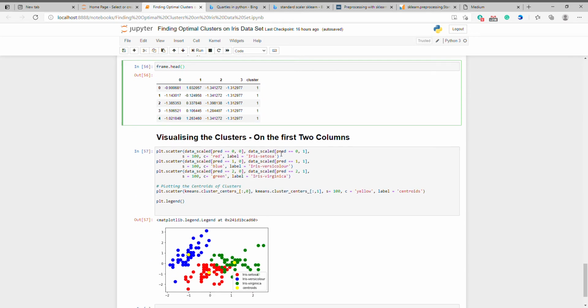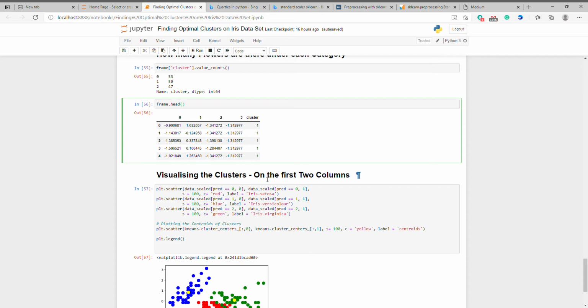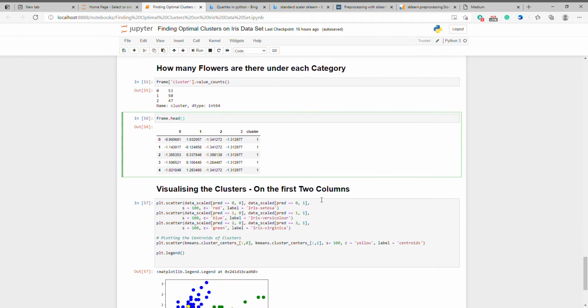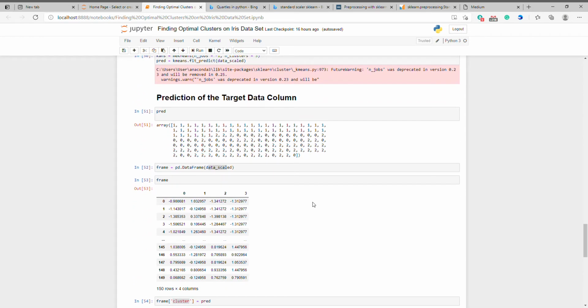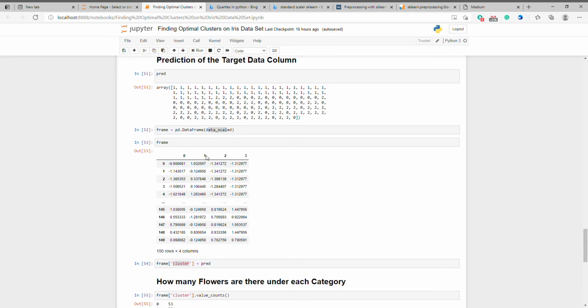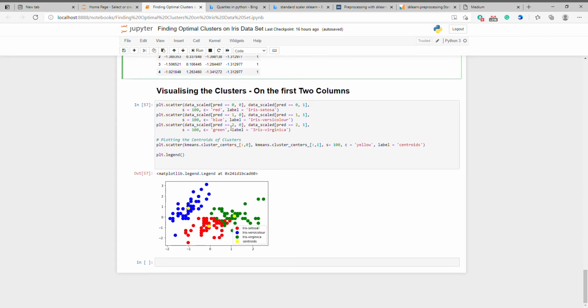Now I am visualizing the clusters with the help of the first 2 columns. So here, first 2 columns means I am using the 0th column and the 1st column. With the help of only these 2 columns, I am visualizing the clusters. So here I am using the scatter plot. The scatter plot will give us the best view of the clusters in each group.